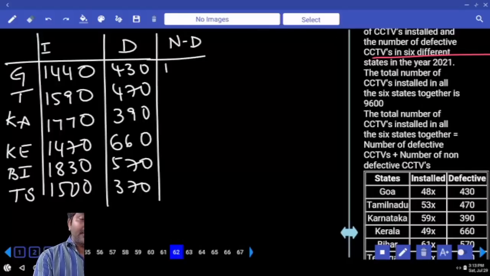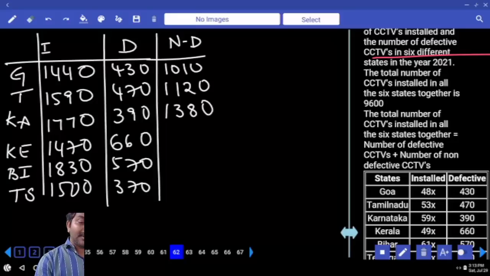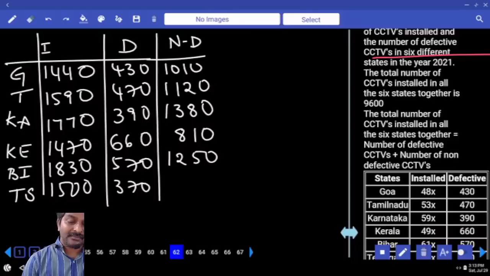non-defective, which is 1010, I mean 1120, next 1380, next 810, next 1250, next 1260, right? 1260, next 1130.